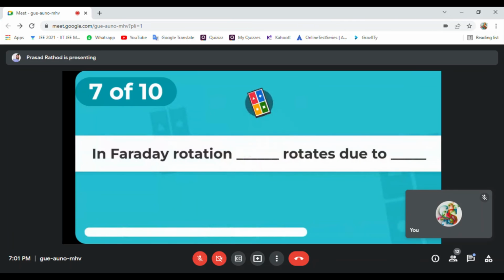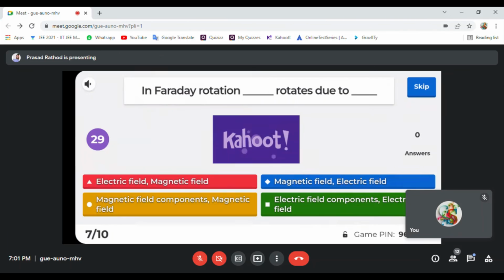In Faraday rotation, dash rotates due to dash. Electric field due to magnetic field for red, magnetic field due to electric field for blue, magnetic field components by magnetic field for yellow, and electric field components by electric field for green. In Faraday rotation, dash rotates due to dash, and options are there in front of you.